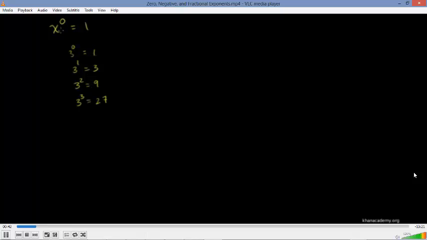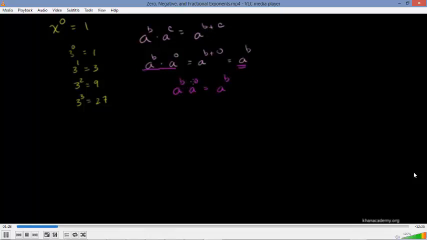The other way to think about it is that we need this for the exponent properties to work. For example, I told you that a to the b times a to the c is equal to a to the b plus c. Now, what happens if c is 0? What happens if we have a to the b times a to the 0? Well, by this property, this needs to be equal to a to the b plus 0, which is equal to a to the b. So a to the b times a to the 0 must be equal to a to the b.